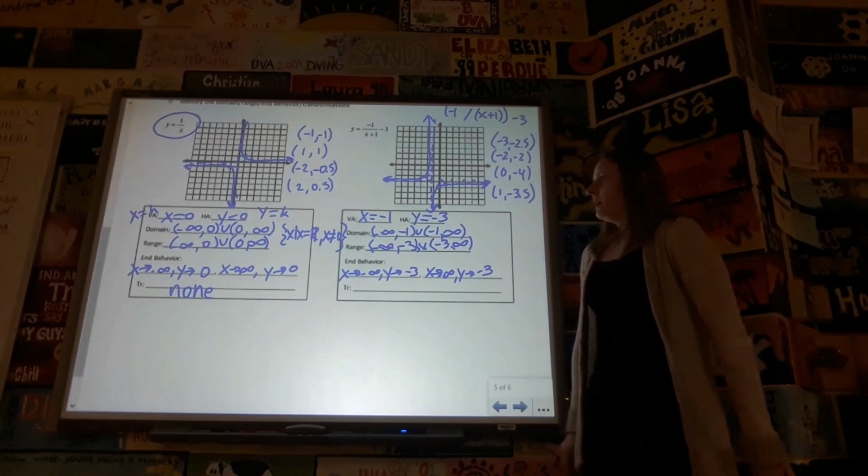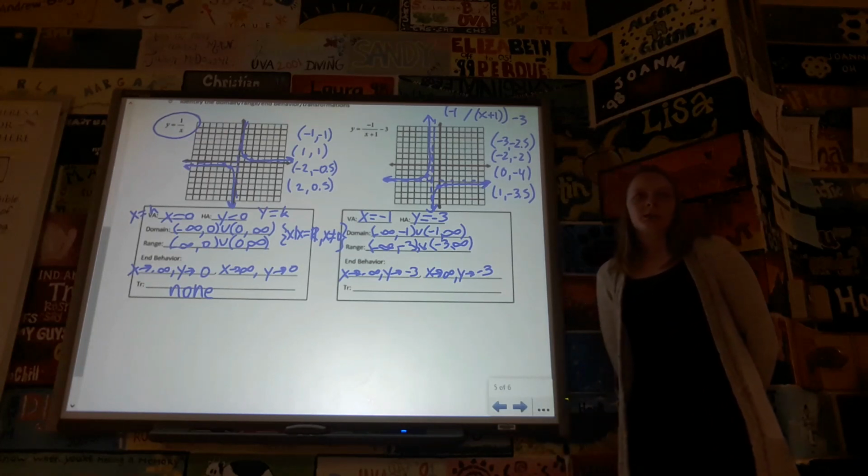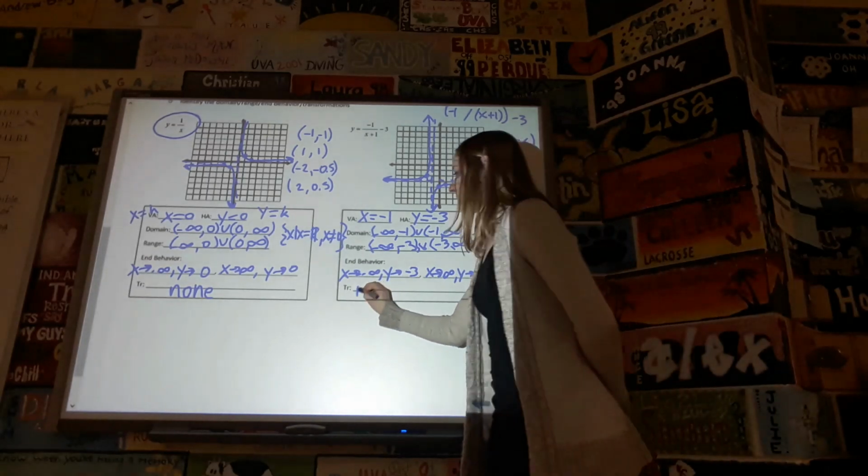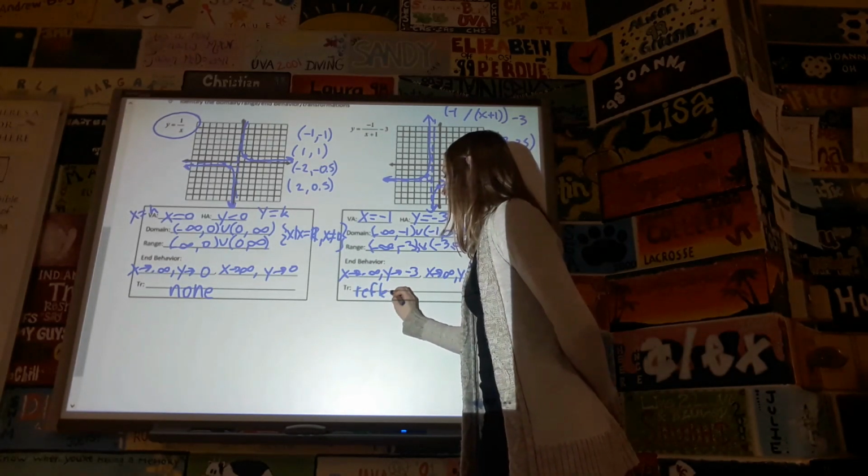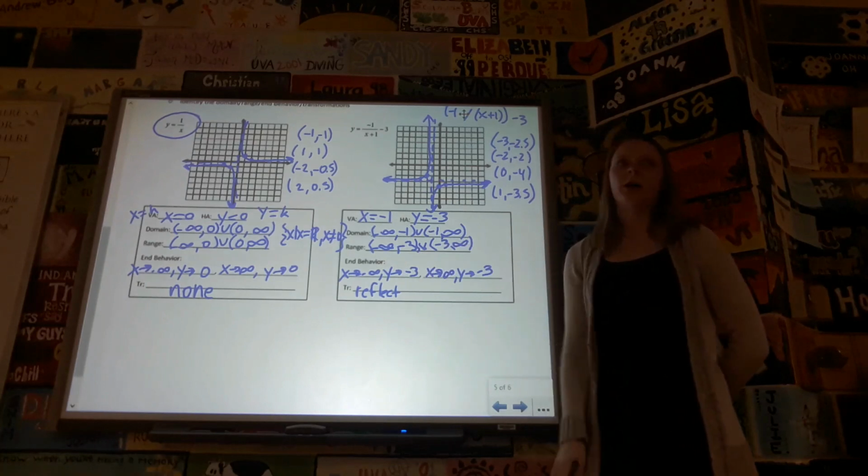Okay? Alright, now this one does have transformations. What transformations do I have? I do have a reflection. So if you guys remember, our parent function on the left, we're in quadrants 1 and 3.